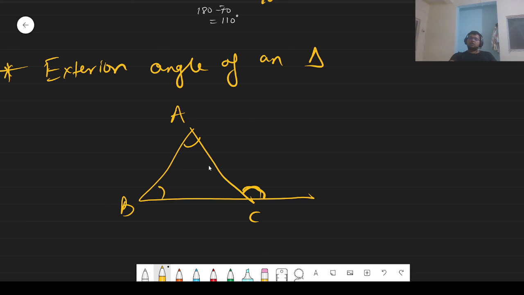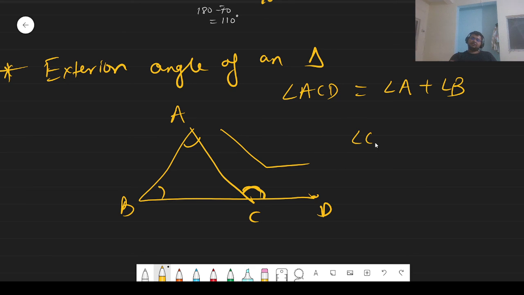The sum of the opposite interior angles of the triangle is equal to the exterior angle of the triangle. That means if this is the point D, then angle ACD will be equal to angle A plus angle B. How does it come? Can I write angle C equals 180 minus angle A minus angle B? Yes, of course I can, because the sum of all these angles will be 180 degrees.